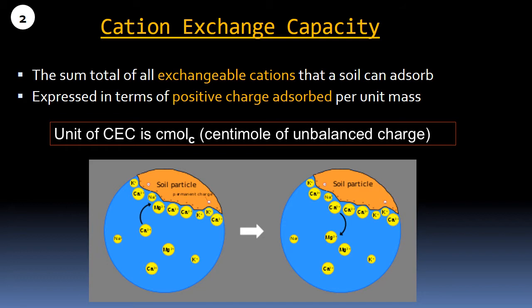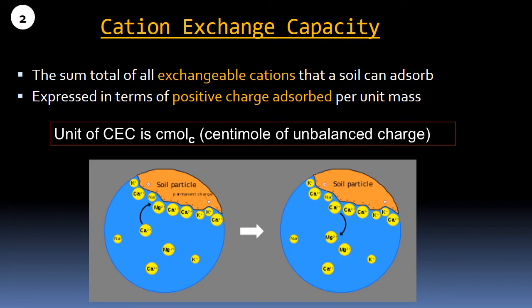Now, if you look here at the soil, you have the soil particles, and in the blue part you have the soil solution. This soil, as I said, has 20 negative charges. So these negative charges must be satisfied by adsorbing cations. Those are the positive ones.